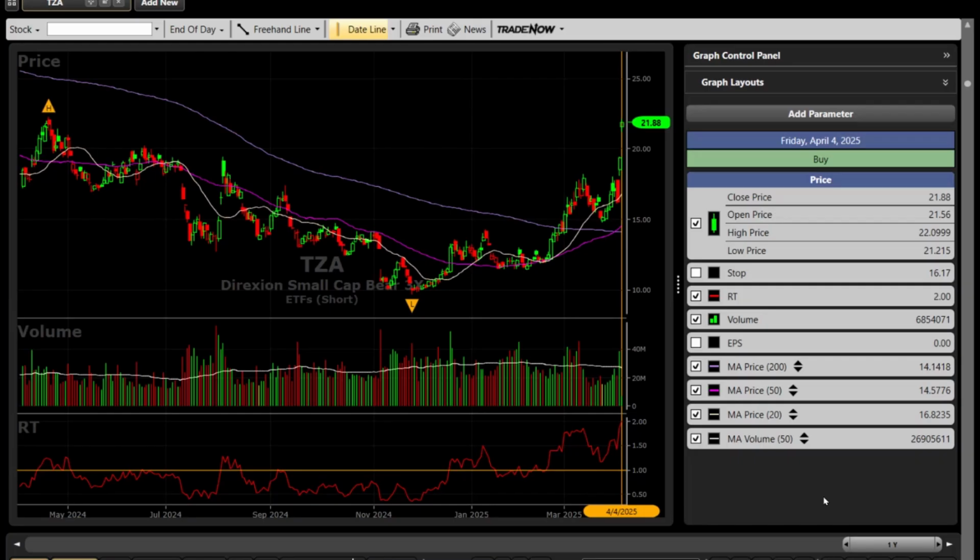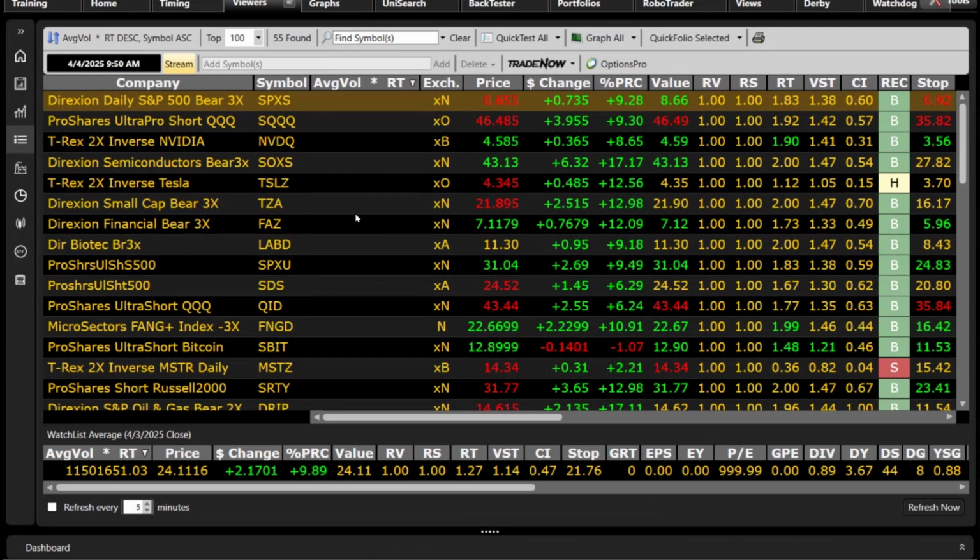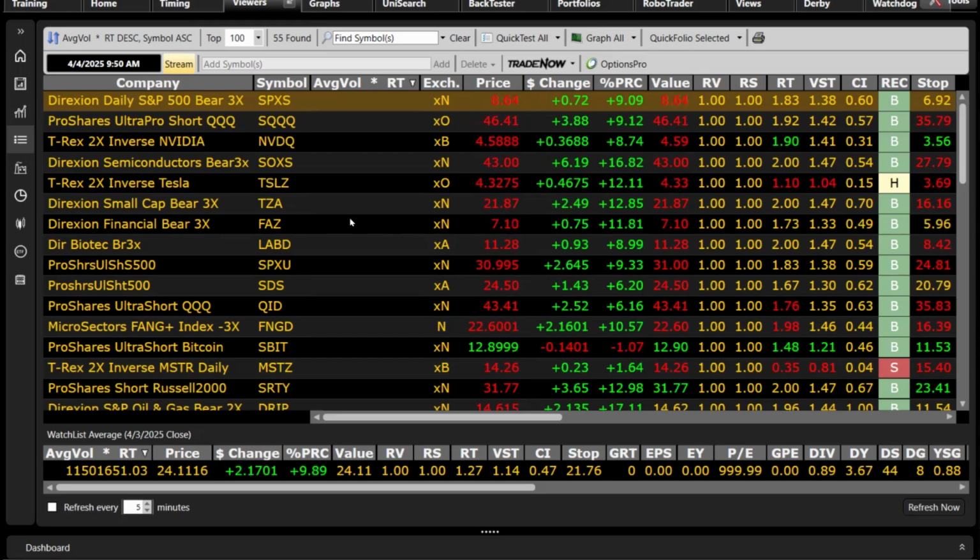TZEA, small cap, inverse ETF, again, above all the major moving averages, well overextended, RT strong, so sure it is a high momentum trade. And if the market continues to fall, there's no doubt that these will continue to skyrocket higher. So different ways to trade these ETFs. There's no one magic recipe.